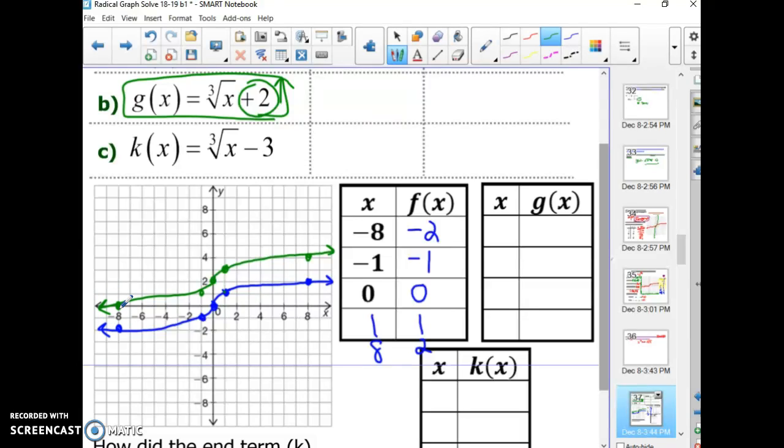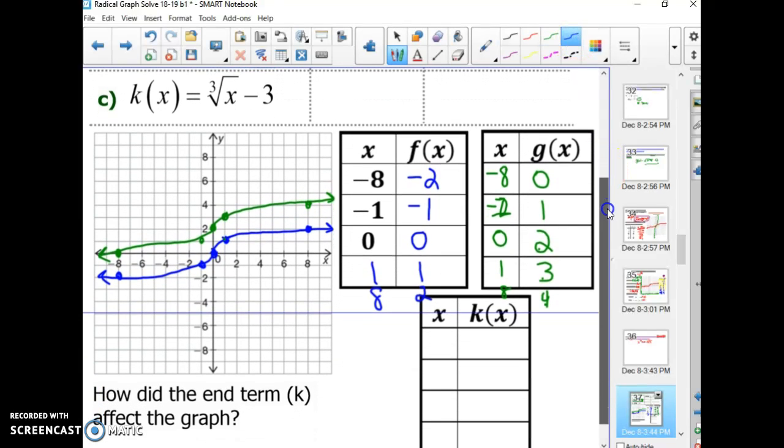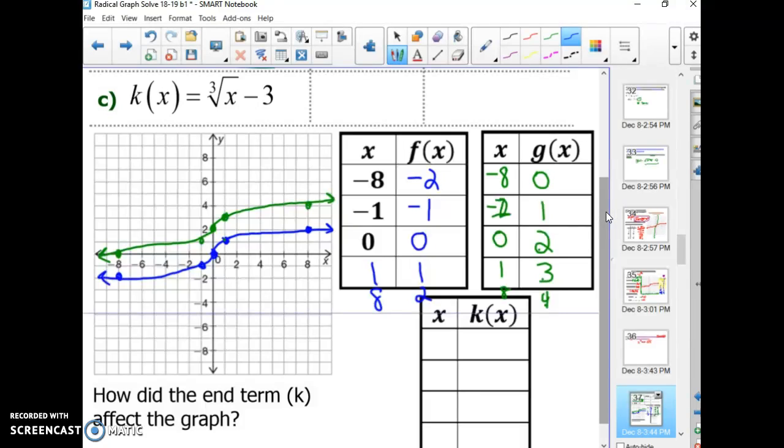Looking at that, my x values stay the same, but my y values are going to shift. So I have -8, -1, 0, 1, and 8. But at 0, I went up 2. At 1, it's at a 3. At 8, it was a 4. So 4, 3, 2, 1 at 0, and -8 was a 0. Works. I'm going to give you guys 10 seconds, and then we're going to go finish stuff off.